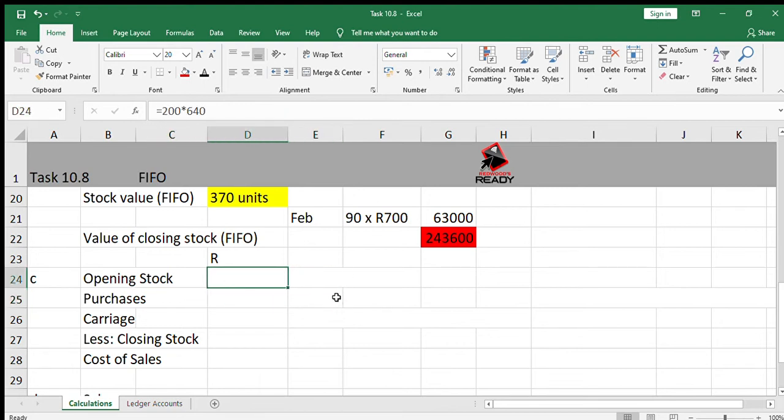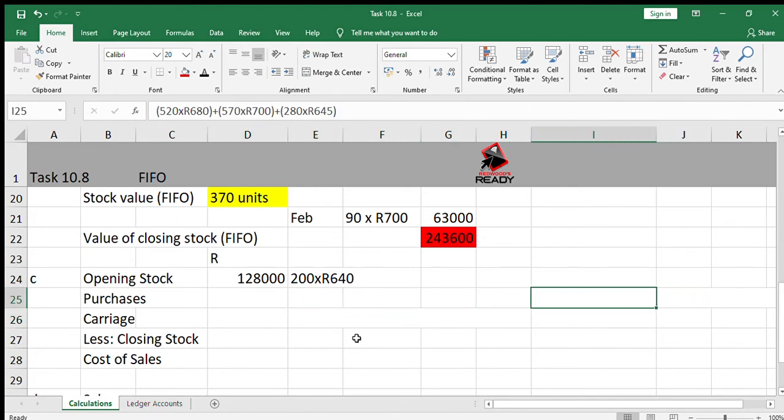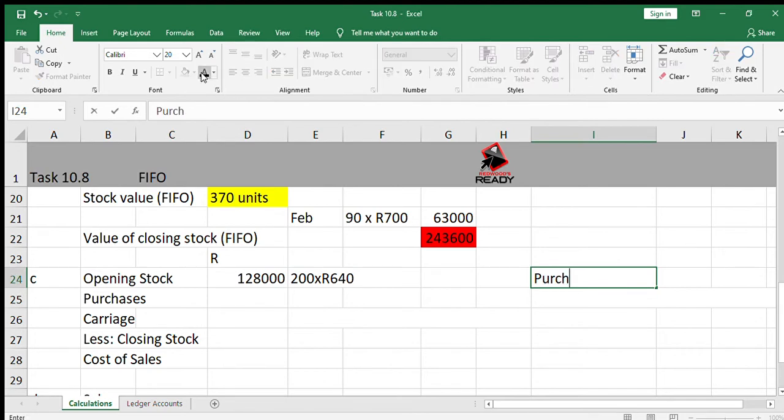So opening stock, it was 200 units at 640 Rand. Remember the 640 included carriage already, so you don't have to add on the carriage, which is fine, right? Then the purchases. Now I'm going to do a calculation, okay, of purchases basically without the carriage. So we're going to calculate purchases, okay, excluding carriage.